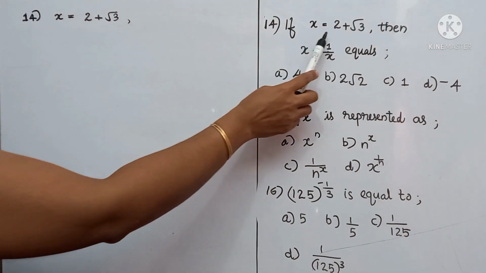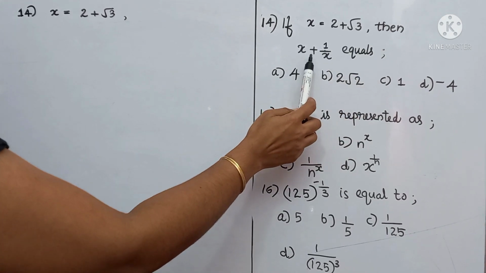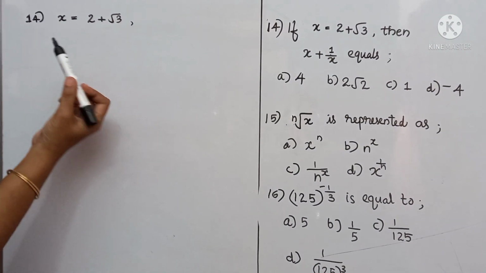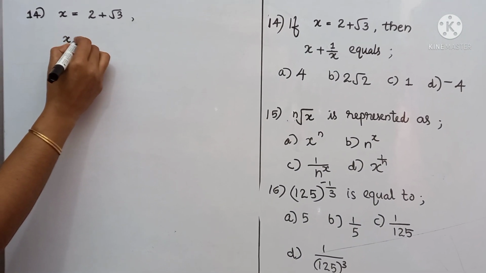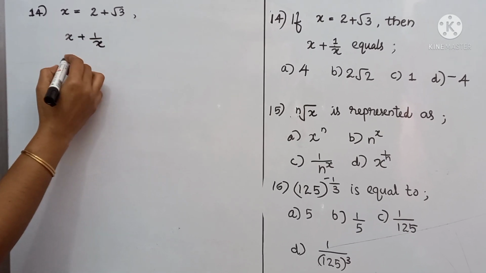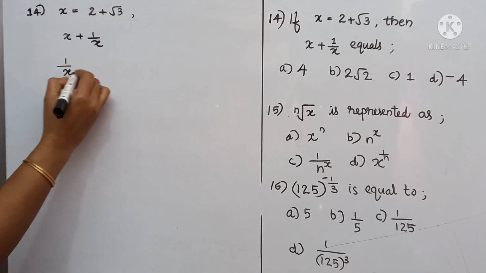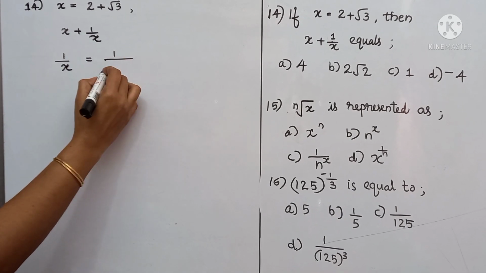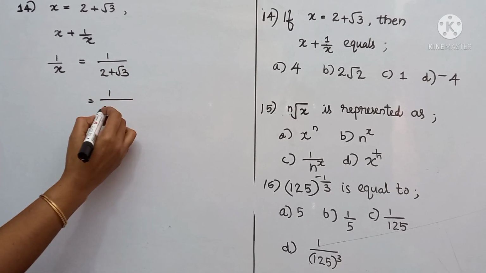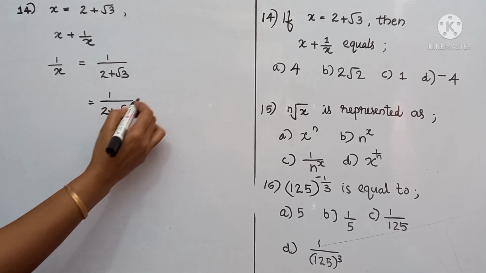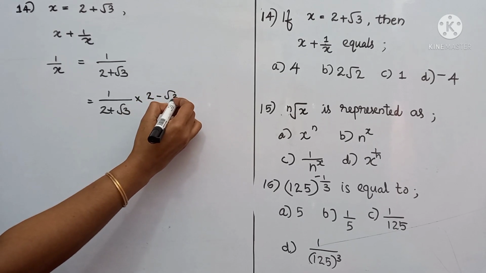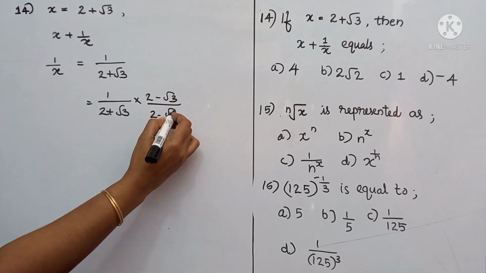14th question. If x equals 2 plus root 3, then x plus 1 by x equals, we have to solve this. x is given as 2 plus root 3 and x plus 1 by x we have to find. Here it is given x equal to 2 plus root 3 and we have to find 1 by x first. 1 by x is equal to 1 divided by 2 plus root 3. Then we have to multiply this 1 by 2 plus root 3 by the rationalizing factor of 2 plus root 3, that is 2 minus root 3 divided by 2 minus root 3.